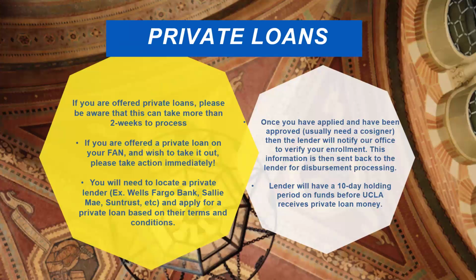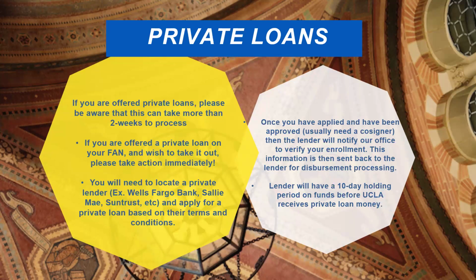Private loans. If you're offered a private loan, please be aware that this can take more than 2 weeks to process. If you're offered a private loan on your FAN and wish to take it out, please take action immediately. You will need to locate a private lender, for example, Wells Fargo, Sallie Mae, SunTrust, and apply for a private loan based on their terms and conditions.